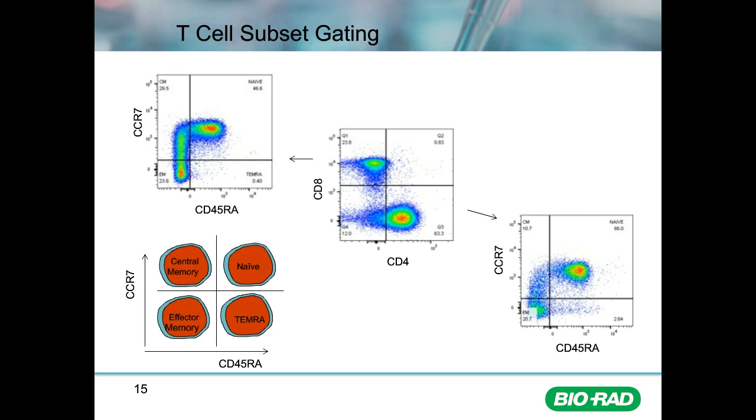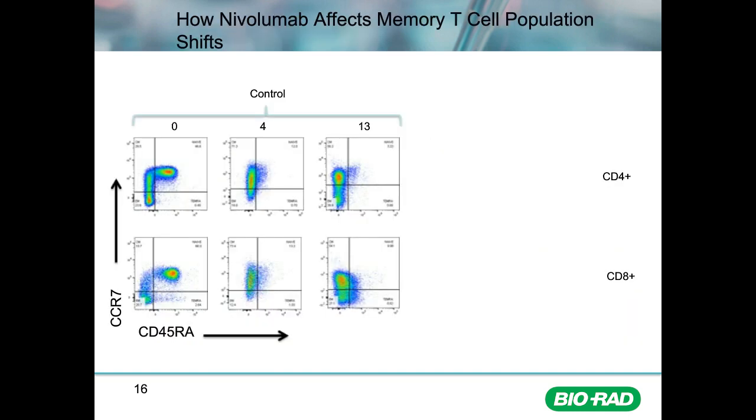When T cells are stimulated without inhibitor, fewer naive CD4 and CD8 T cells were observed. An increase in the central memory phenotype was observed by day 4, and by day 13, the majority of CD4 and CD8 T cells were either a central memory or effector memory phenotype. CD8 T cells had a small percentage of terminally differentiated effector memory cells by day 13.